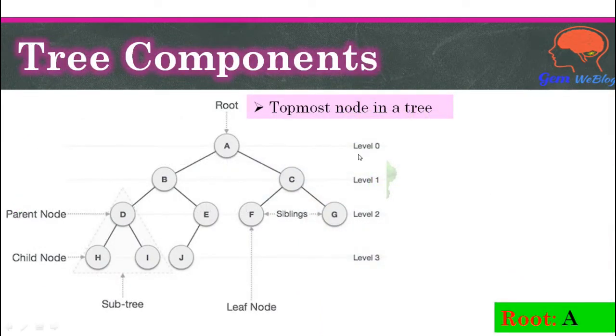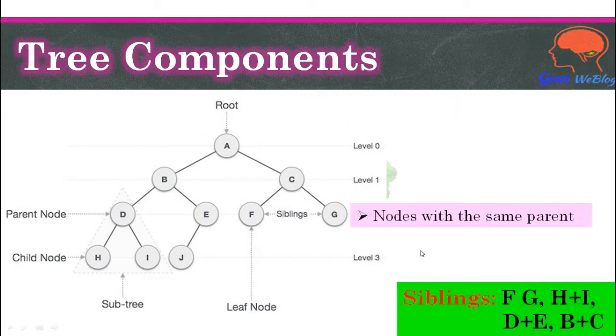Now we will see various components of a tree. First, what is meant by root? It is the topmost node in the tree. Here A is the root node. Next, we will give the definition for sibling. Siblings are nodes which have the same parent. F and G are siblings since they have the same parent C. Similarly, D and E are siblings. B and C are siblings. H and I are siblings.